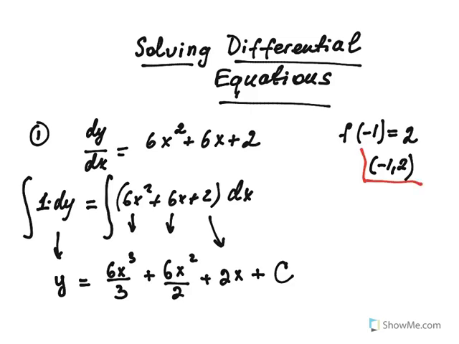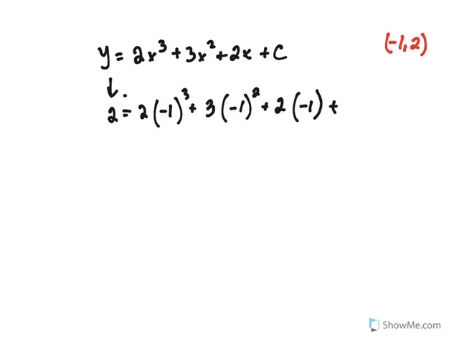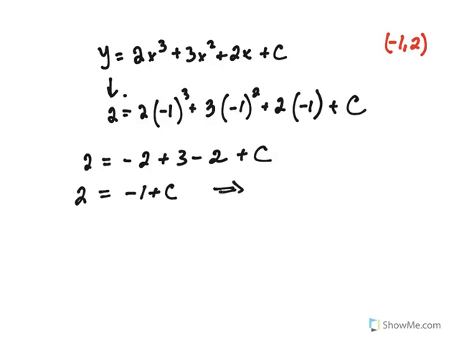Beautiful. Now we're going to use this initial condition, the point that they give you, the coordinates are (-1, 2), and I'm just going to put it right here. We're going to plug it into our equation. So we get 2 equals 2 times (-1) cubed, plus 3 times (-1) squared, plus 2 times (-1), plus c. The reason you did that is because you want to find the constant c and finish your equation. So let's see what we get. 2 equals -2, positive 3, -2 plus c. Now it's just simple math here. -1 plus c, and I believe we get c equals 3.